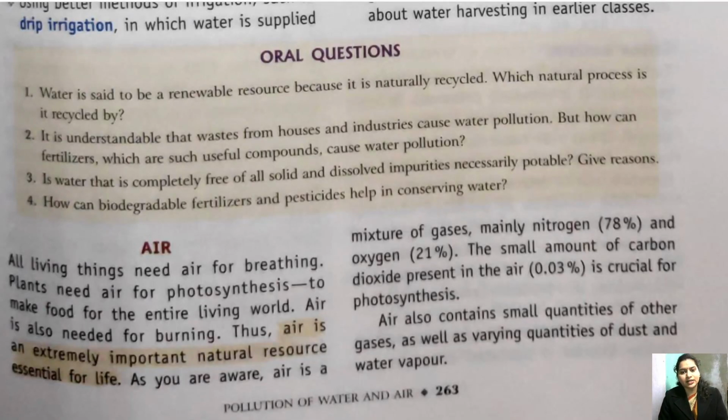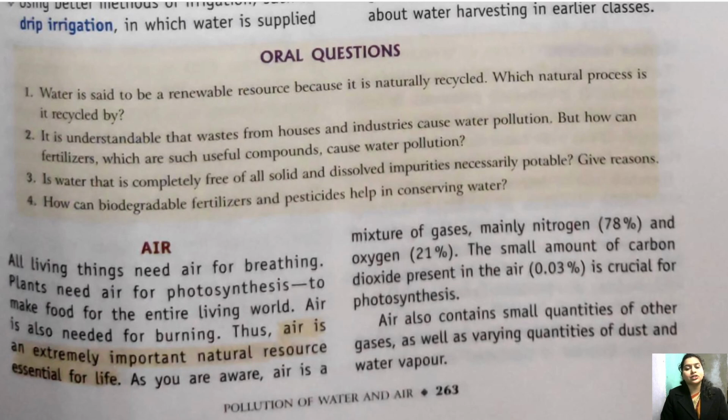Welcome to chemistry class. Children, in the previous class of chemistry, we talked about water pollution and also saw how to conserve water. We have seen several methods and steps to conserve water, how the sewage treatment plant works, and how water is treated before it is supplied to the houses. We have also done this oral question answer.